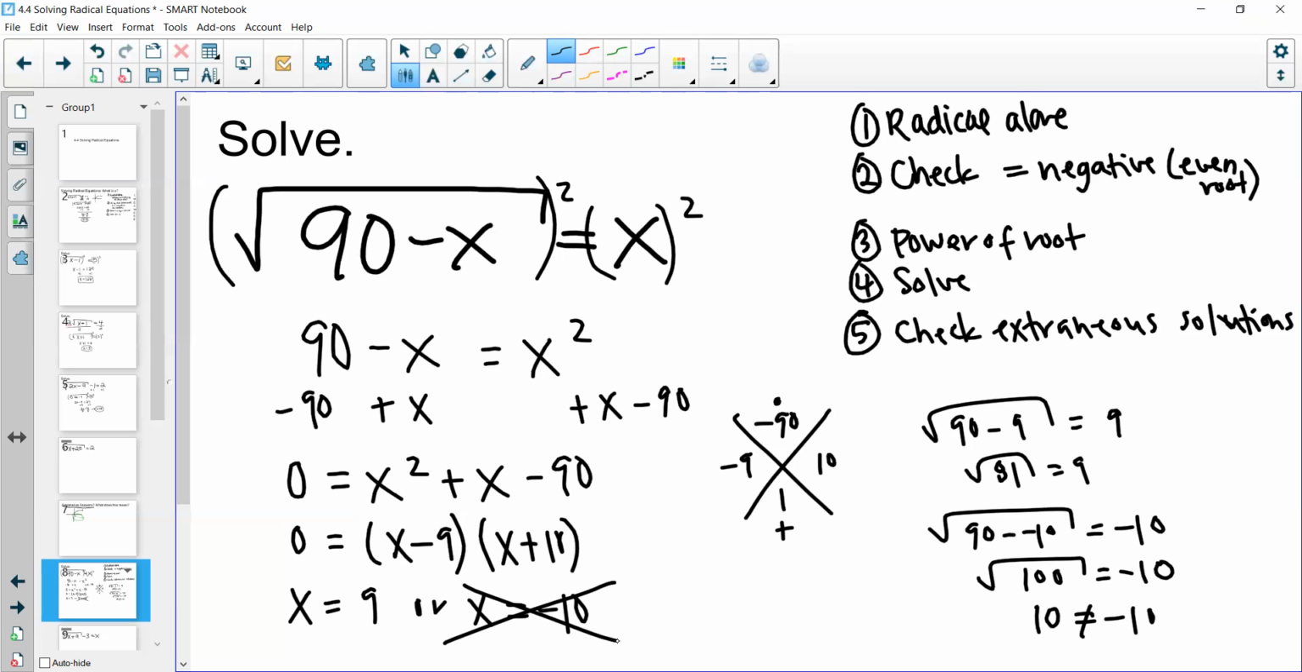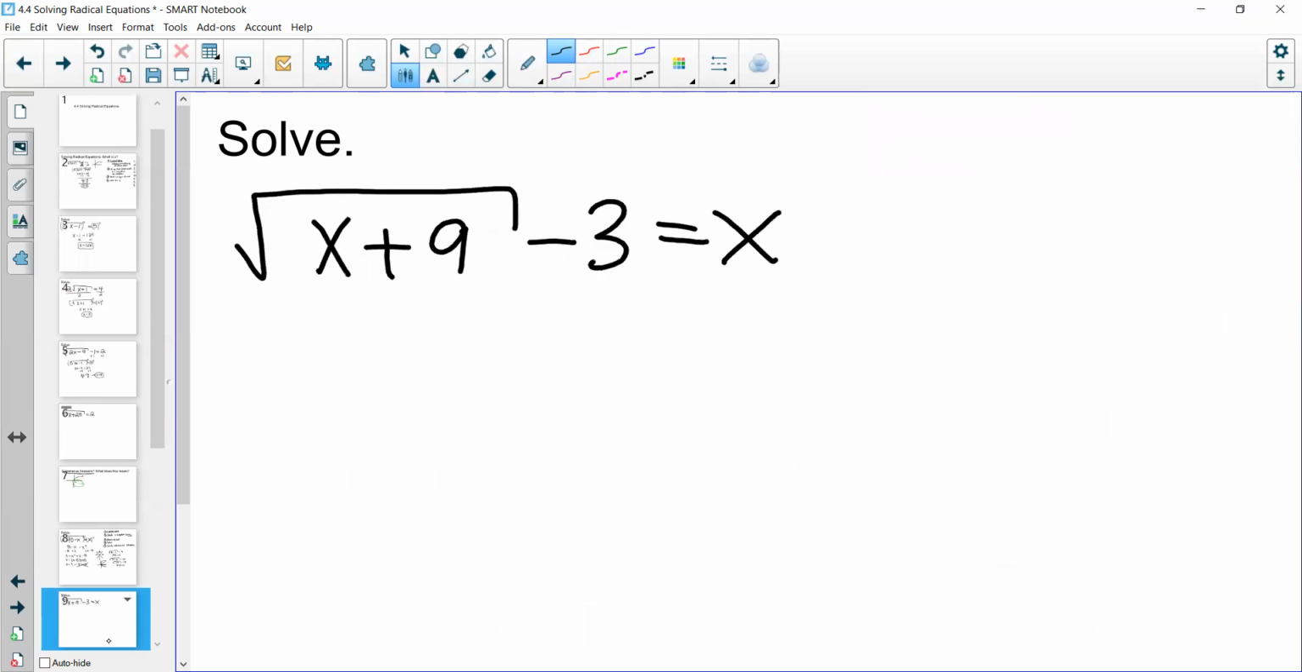So it would work if our function looked like this. But because our function is only this side over here of that equation, we cannot use this answer of x equals negative 10. That's not going to be a possible solution that we see here. So let's take a look at a couple more examples here in which we're going to practice this same skill. So let's take a look at this one.